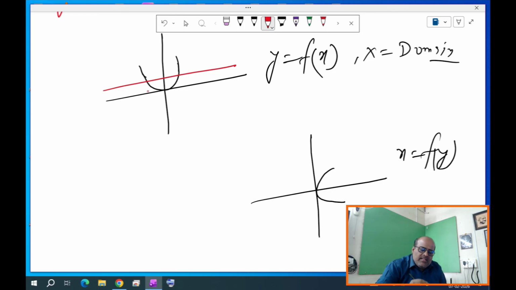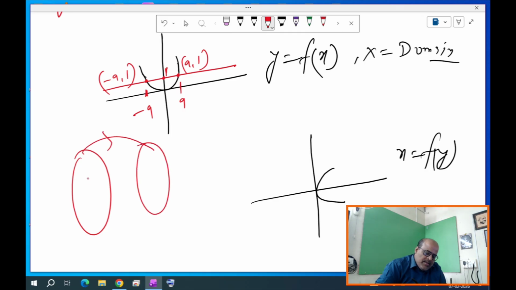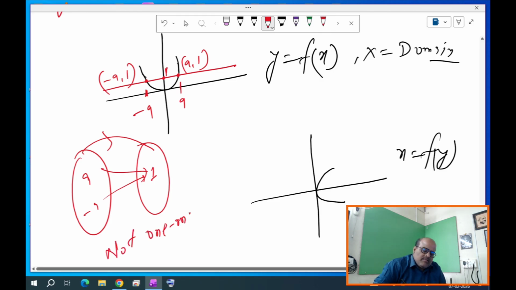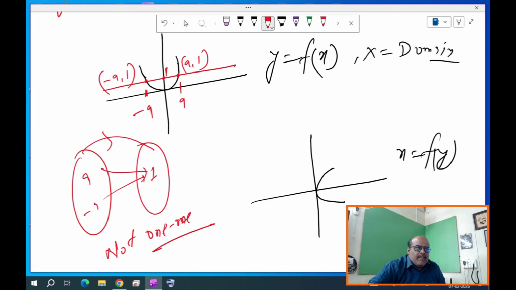You see, I choose a line parallel to the x-axis, and my range value is this. Suppose this is 1. Two cut points come on the curve. Suppose this is A and this is minus A. So at A we get 1 and at minus A we also get 1. By the graph, A and minus A are two domain points, but the same range value 1 is there. So this is not 1-1. It has a unique image but not a distinct one.